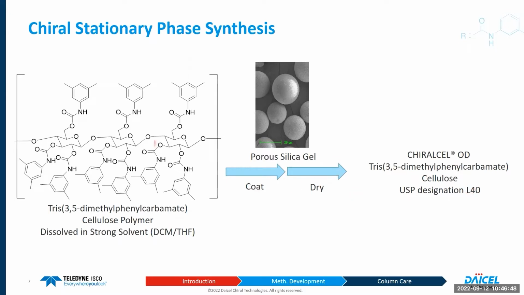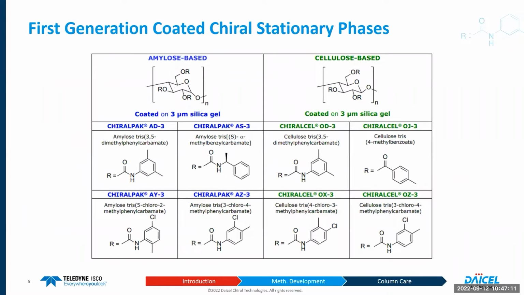Now, because these polymers are soluble in strong solvents like DCM, THF, and ethyl acetate, that means this polymer can be removed easily from the surface of the silica gel. So that's partially why the coated columns are not compatible with these solvents, but immobilized columns are. In any case, if you take it through this process for the coated polysaccharides, you end up with the first generation coated phases I showed before, AD through OZ.